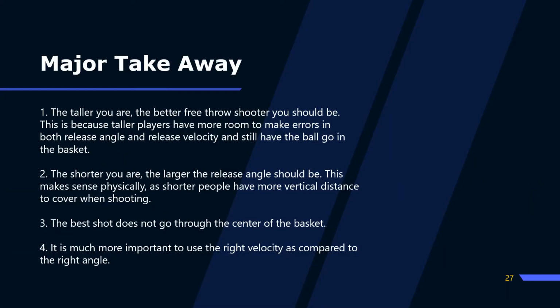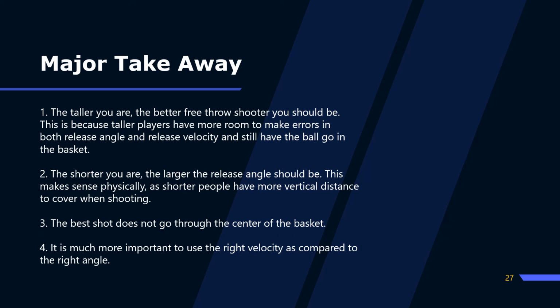Finally, we have 4 major takeaways, and the first is the taller you are, the better free throw shooter you should be. This is because taller players have more room to make errors in both release angle and release velocity and still have the ball go in the basket. So taller players who are poor free throw shooters like Shaq are either shooting at the wrong angle or inconsistent in their release angle, or both their release angle and release velocity.